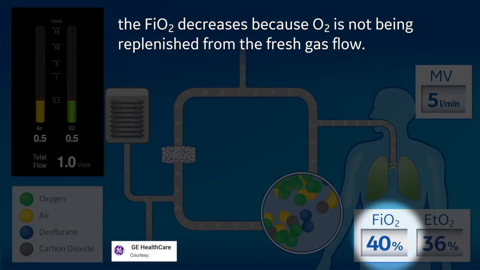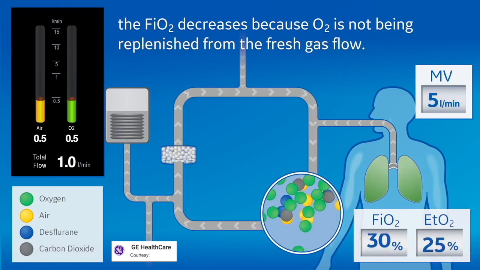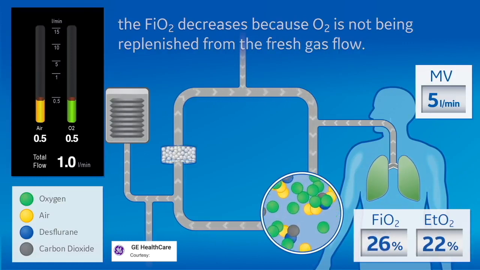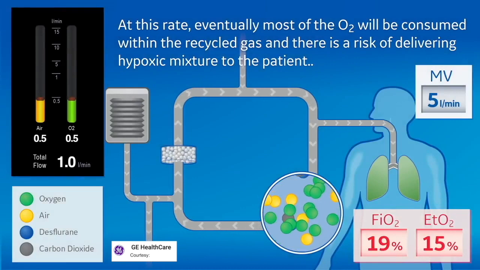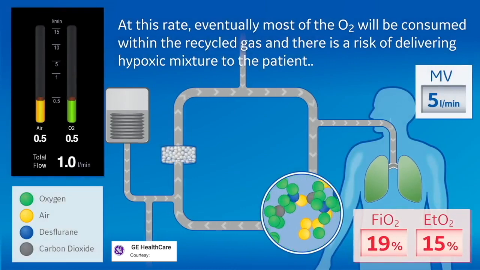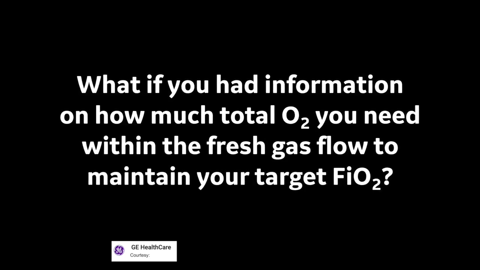As more recycled gas makes up the patient's delivered minute ventilation, you can see the FiO2 change. The FiO2 decreases because oxygen is not being replenished from the fresh gas flow. At this rate, eventually most of the oxygen will be consumed within the recycled gas and there is a risk of delivering a hypoxic mixture to the patient.